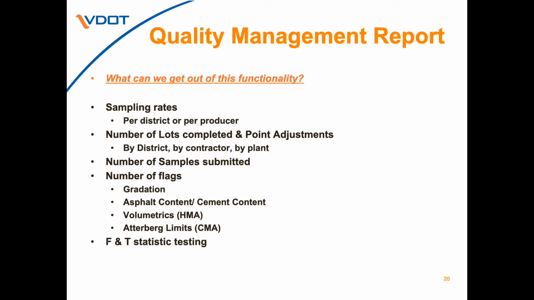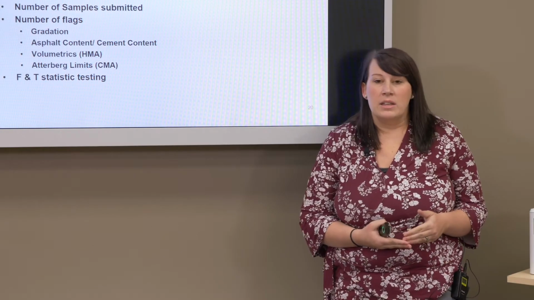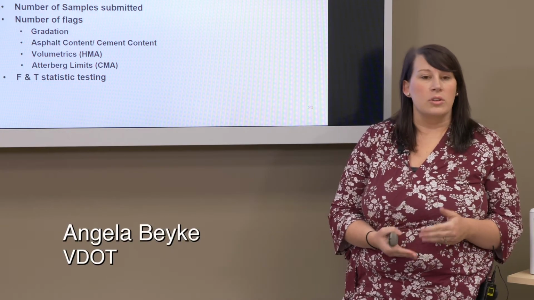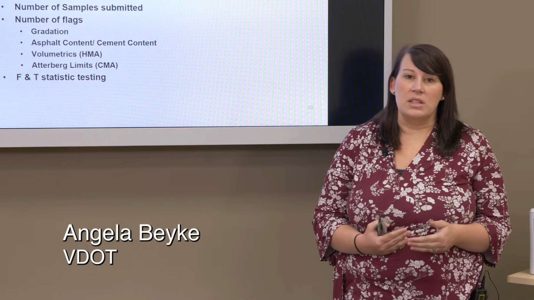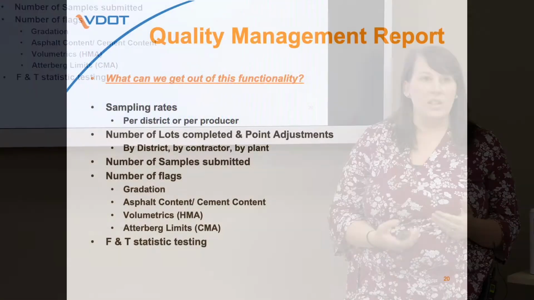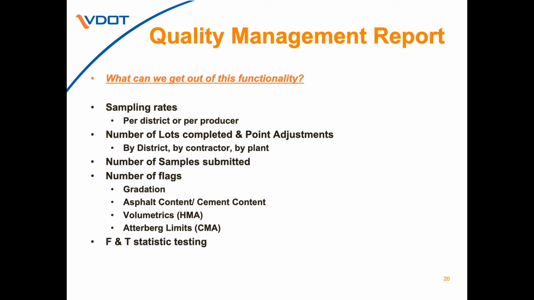So what can we get out of this functionality? One big one is the sampling rates. We can look at it per district, we can look at it per producer. VDOT has a 20% target for sampling rates, so it's a quick check to see where the department stands on that goal. It can also show the number of lots that have been completed and the point adjustments that have been given to those lots, whether it's by district, by contractor, by plant.